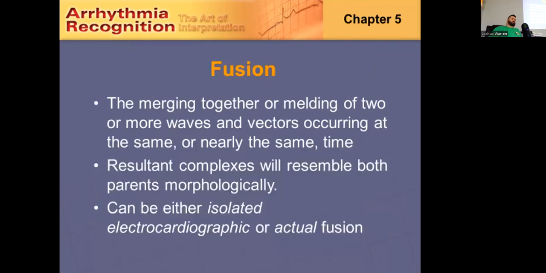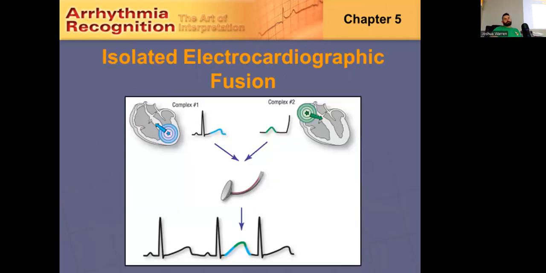Fusion, Goku. The merging or melding of two or more waves at the same or nearly the same time. It can be isolated or actual fusion. So what does that mean? It means it's either a one-time deal or it could be the new normal. You could have somebody who's had an MI and has a bundle branch block, but they could also be in a fib. Absolutely. So isolated.